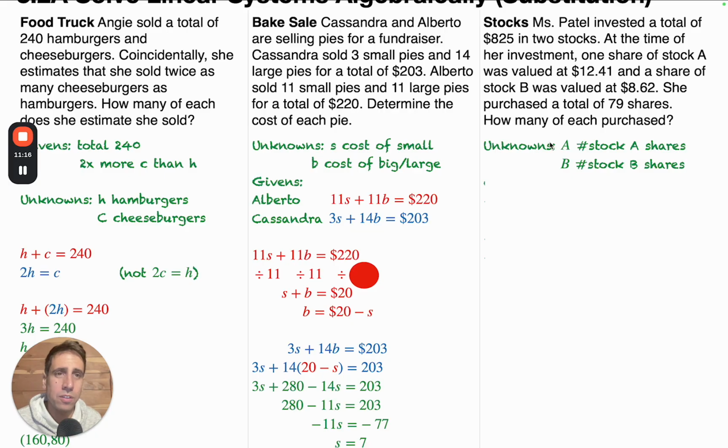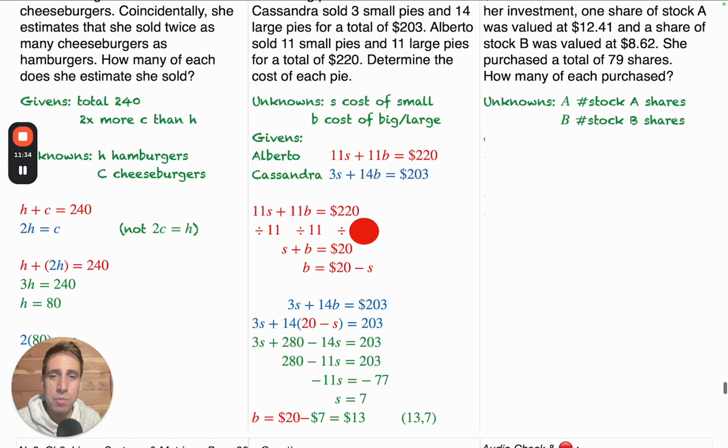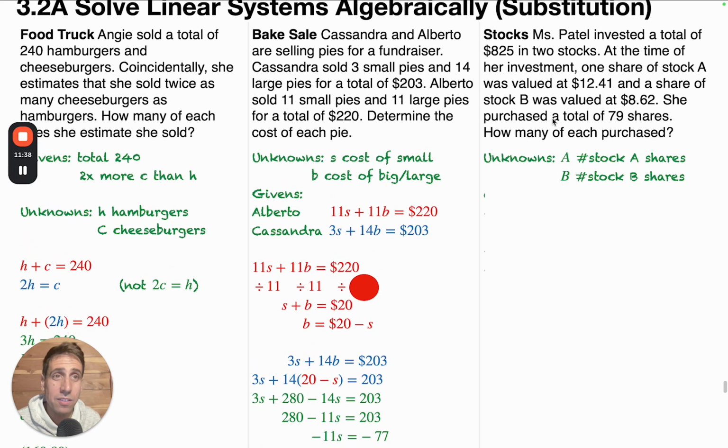Well, let's start there with the question. How many of each stock? We want to know the number of stock A shares and B. So the variable A is going to be the number of stock A shares, and the variable B is going to be the number of stock B shares. Over here, S and B were prices, but here A and B are just going to be how many stocks.